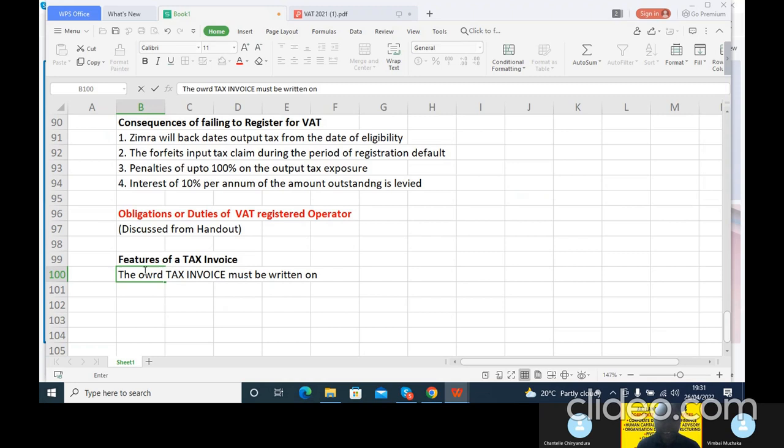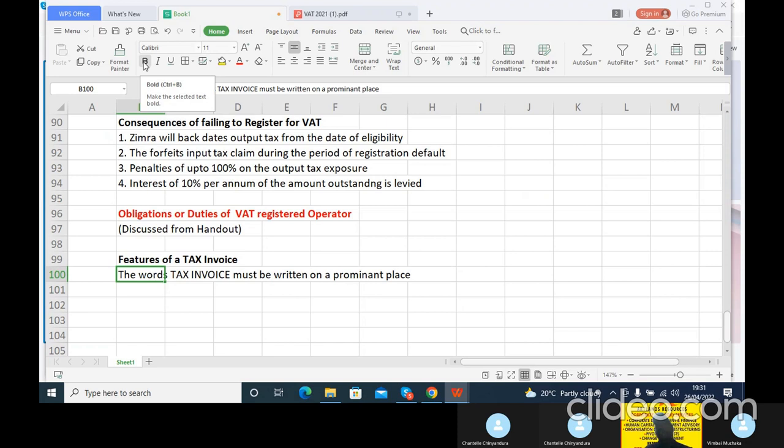You know what it means: the tax invoice must be of such nature that the words are clearly legible and they are not even hidden, so to speak. So the tax invoice must be written in a prominent place. By prominent place, we are saying on top, you see this with tax invoice right at the middle and at the top. That is the prominent place.